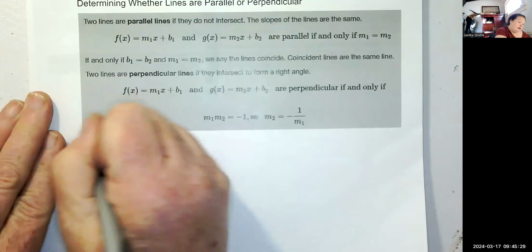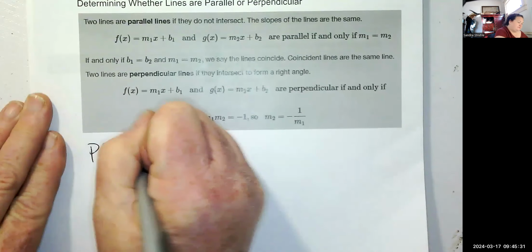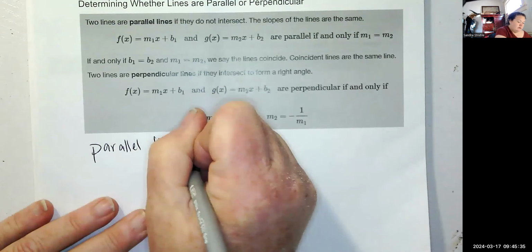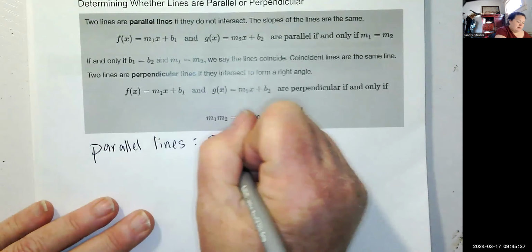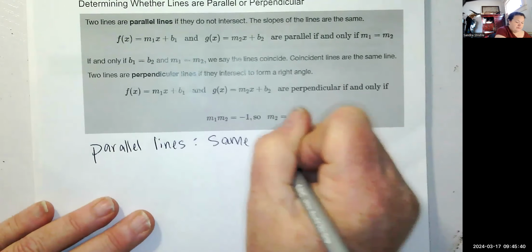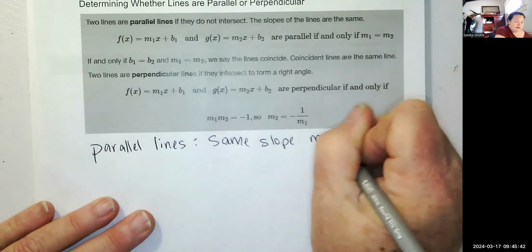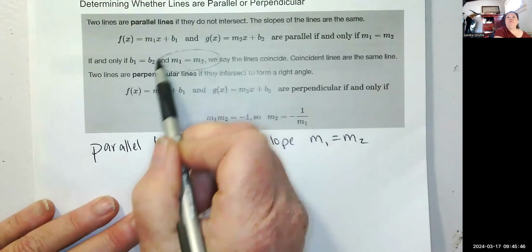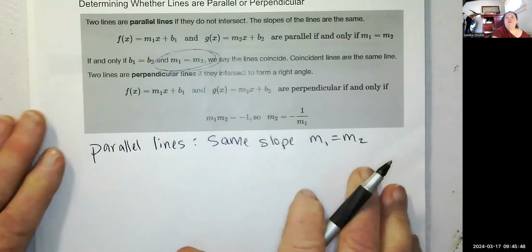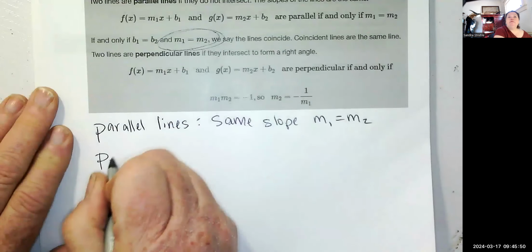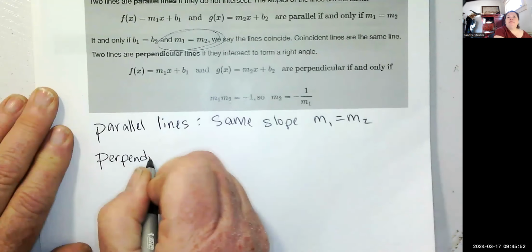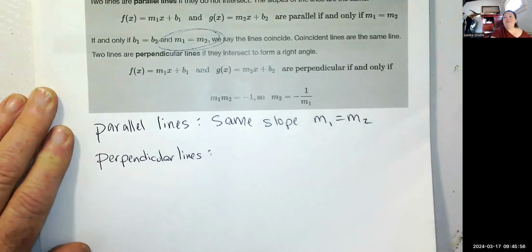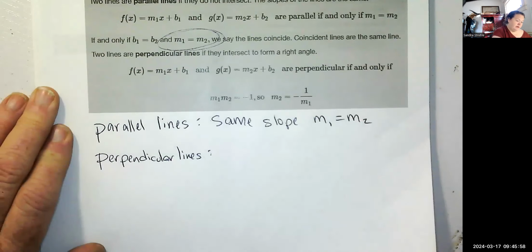If we have parallel lines, they have the same slope. So the slope for the first line is equal to the slope for the second line. All right, that's what this means right here. Perpendicular lines have negative reciprocal slopes.